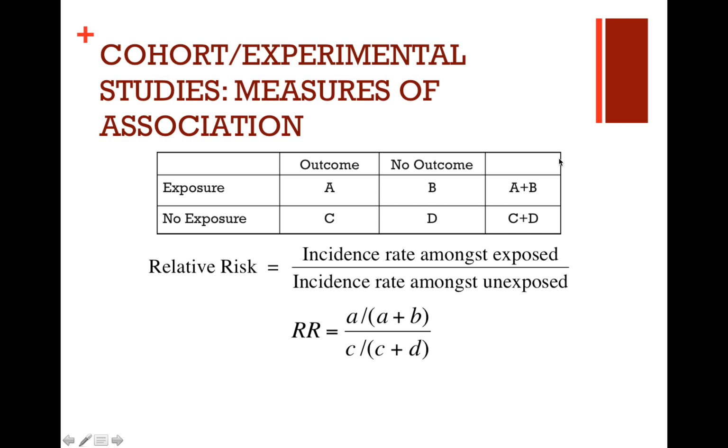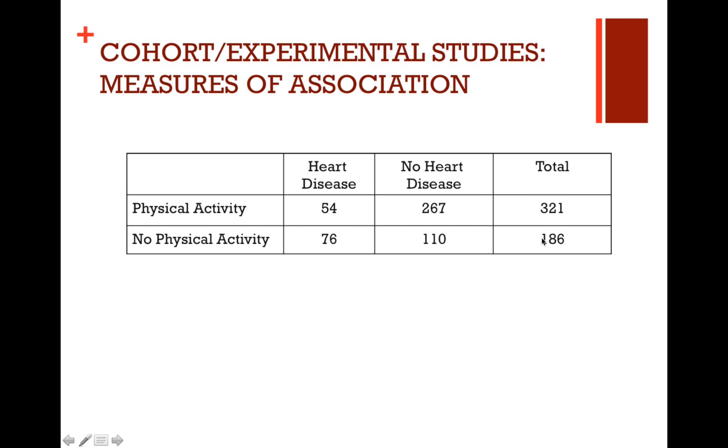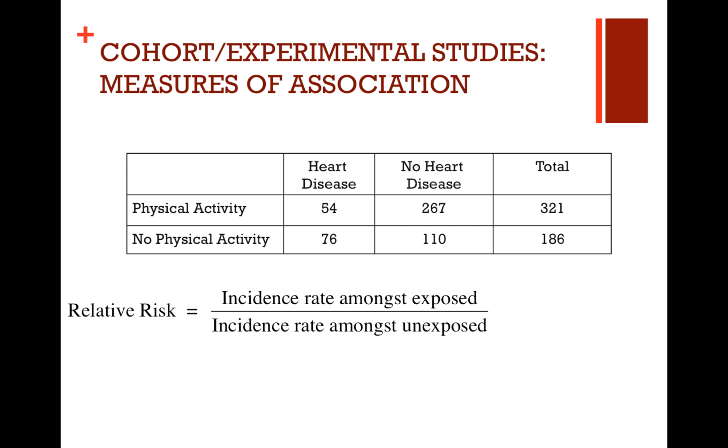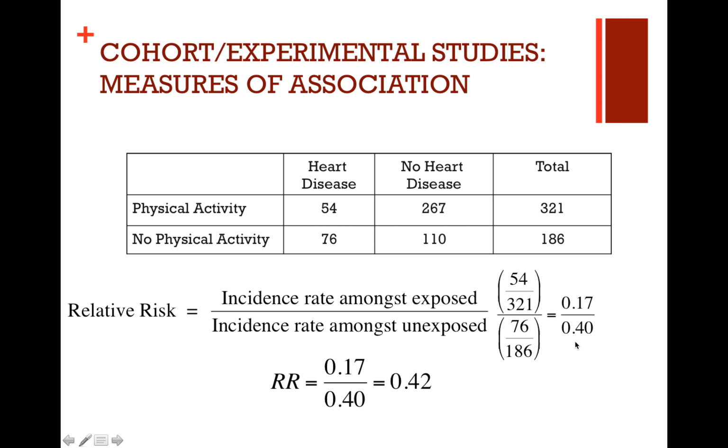So of everybody who was exposed, how many had the outcome? And of everybody who was not exposed, how many had the outcome? So in this case, it's A divided by your total, A plus B, and C divided by your total, C plus D. So if we're looking at physical activity versus no physical activity and heart disease, the incidence of heart disease amongst people who are physically active is 0.17. The incidence rate amongst people who are not physically active is 0.4. You divide that and you get something called a relative risk. That's 0.42. So as you notice, this is below 1.